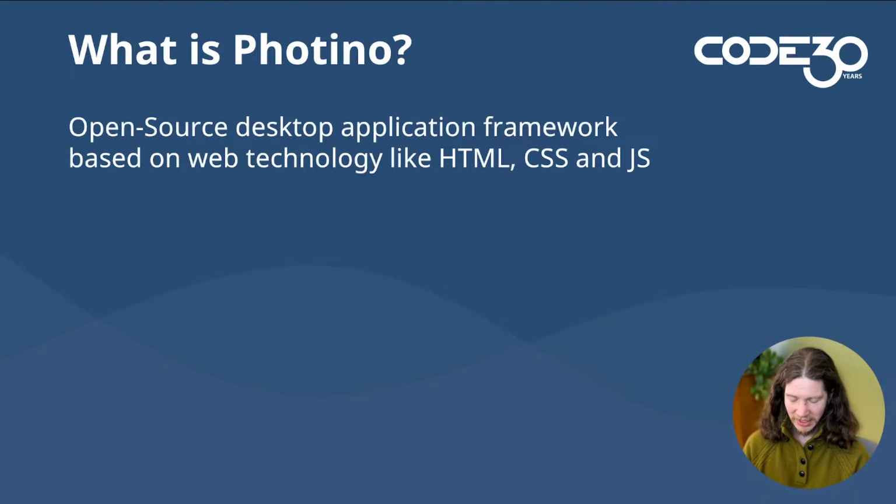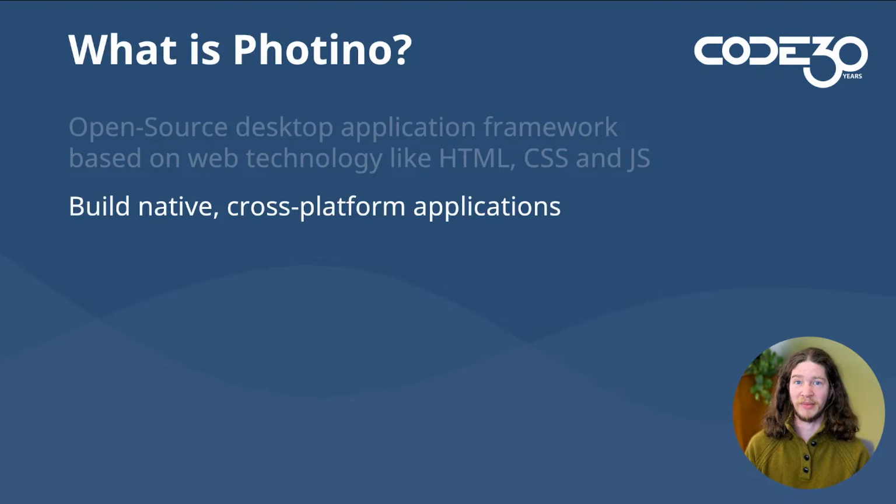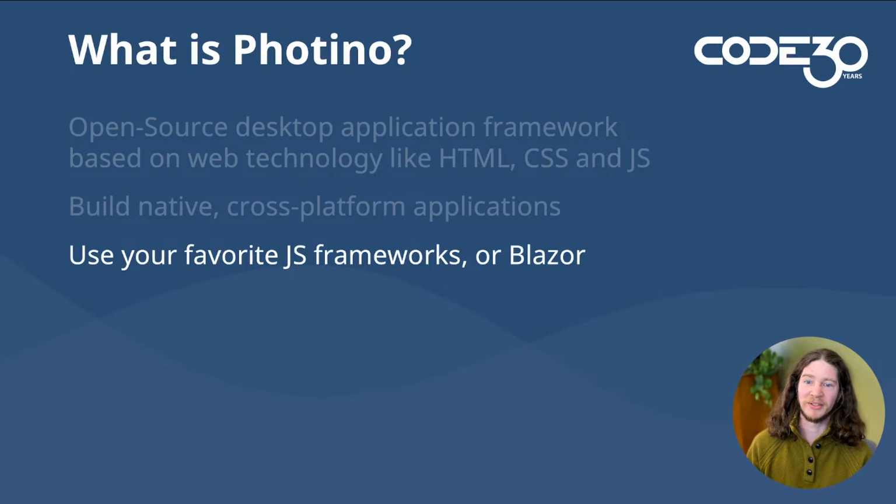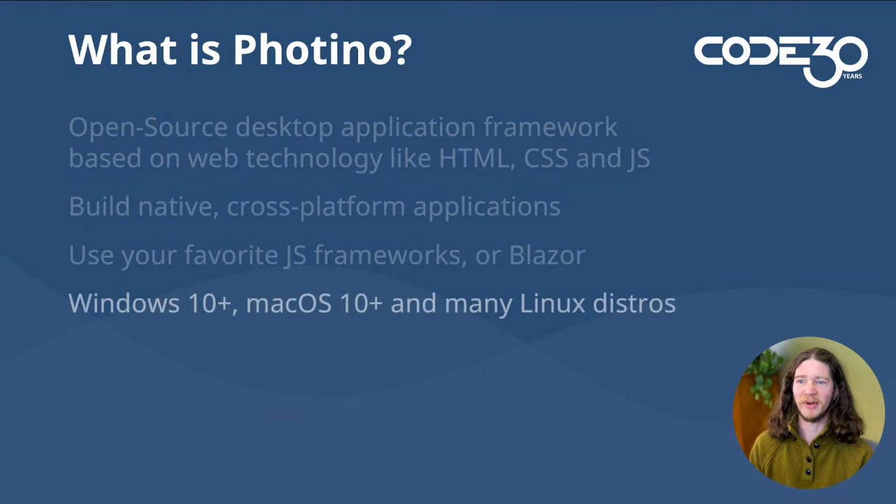So, as I explained, Photino is an open source desktop application framework that you can use to build native cross-platform applications that work on Windows, macOS, and Linux. Yes, Linux. Looking at you, Maui. And you can use your favorite JavaScript frameworks or even Blazor for the front end or the UI of your application. We've tested it so far going from Windows 10 upwards, macOS 10 plus, and many Linux distributions.